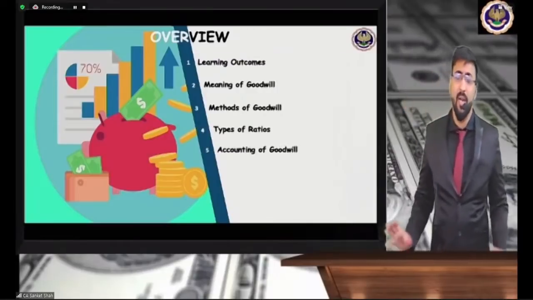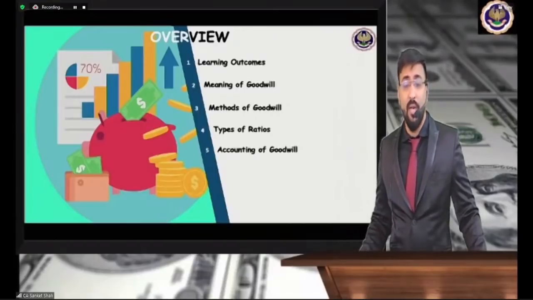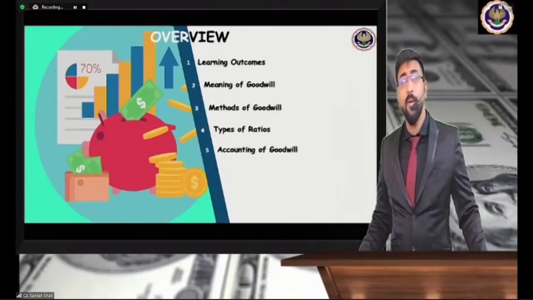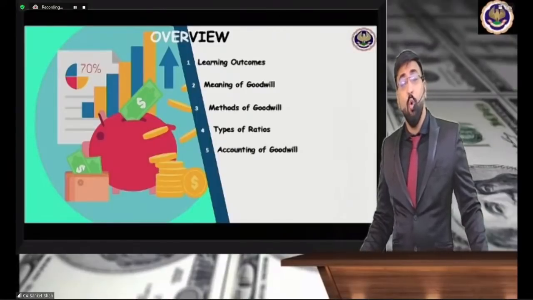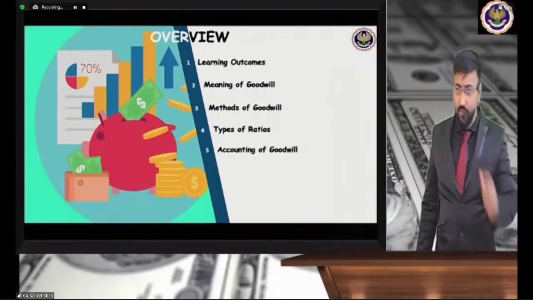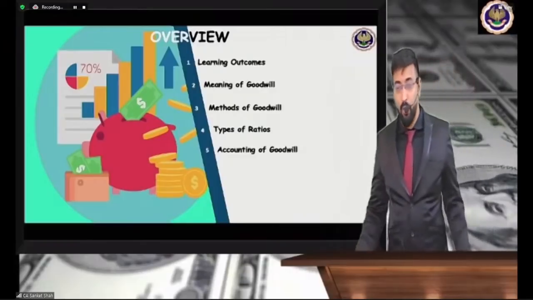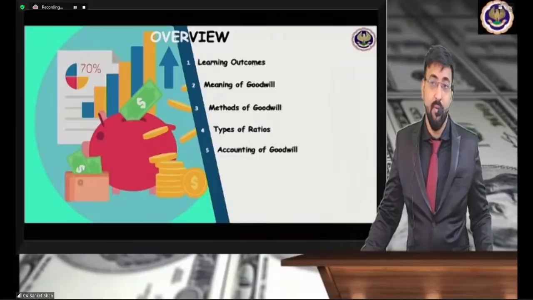Before starting this session, first I'm going to give some introduction of Goodwill calculation. So first thing, why Goodwill in partnership firm? Why is there no concept of Goodwill in case of sole proprietor or in company final accounts? In a partnership it is very important. Remember, Goodwill is very simple.